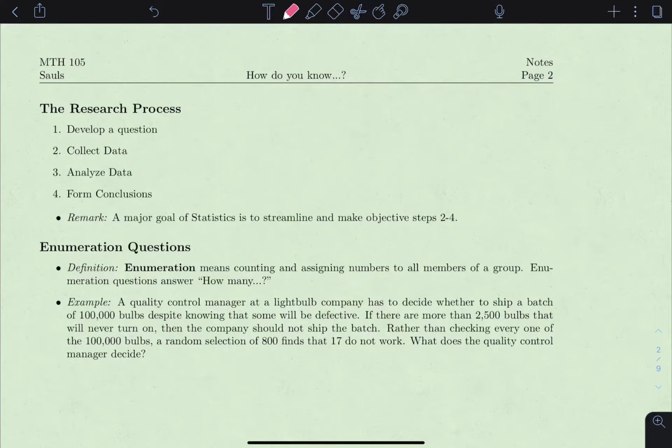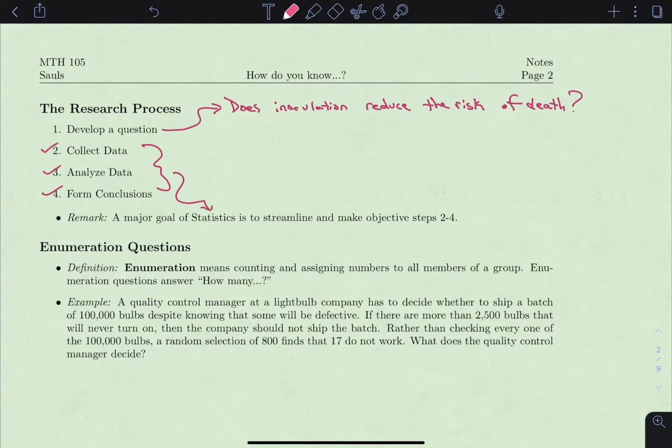examples on enumeration. So in the previous video, we talked about the smallpox outbreak in Boston in 1721. And there was a whole research project, and we started with the question, which was, does inoculation reduce the risk of death due to smallpox? And then we collected some data, or we looked at the data, then we sorted the data, and then we drew conclusions from it. And it's these three steps that are a major goal of statistics.